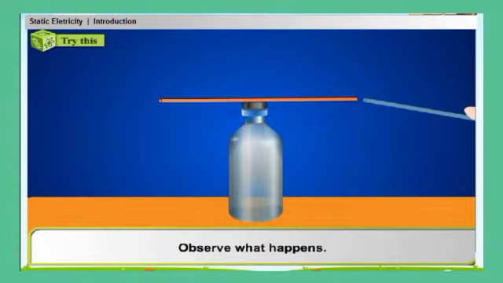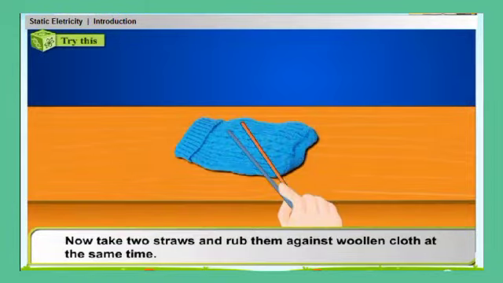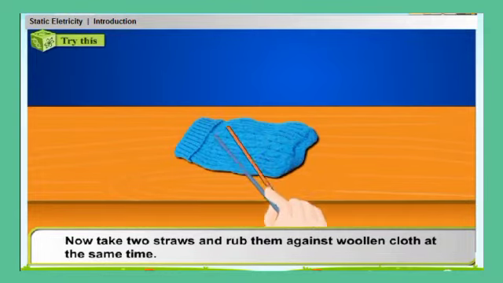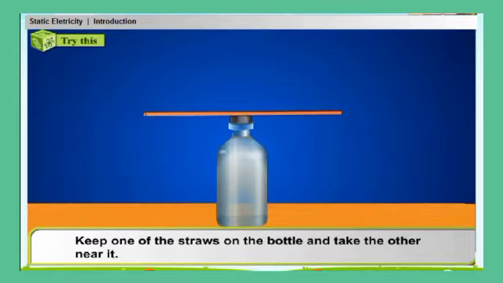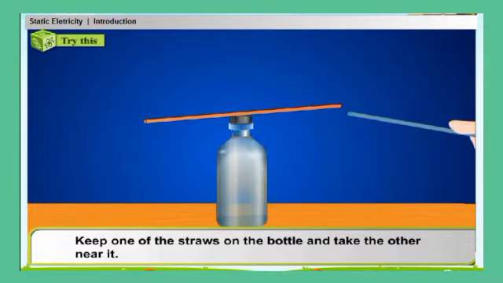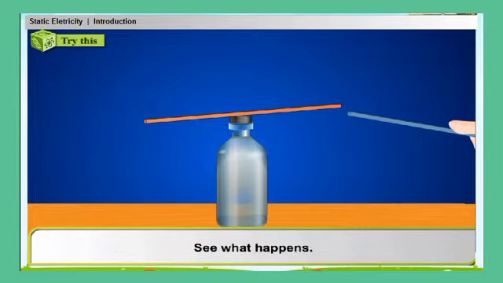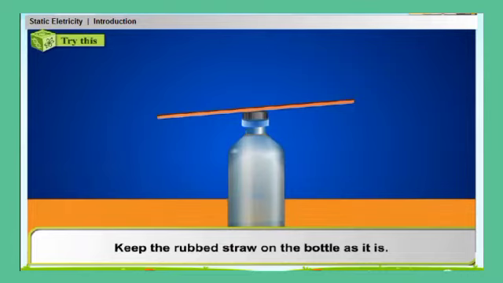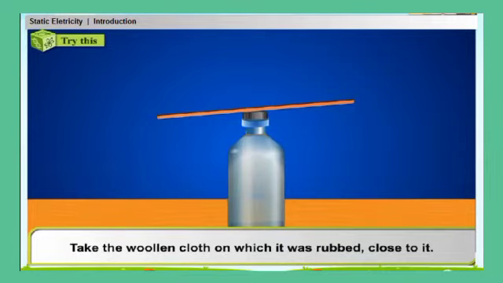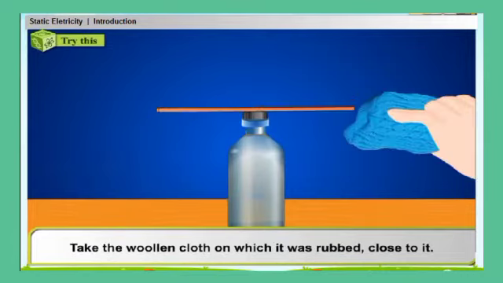Observe what happens. Now, take two straws and rub them against woolen cloth at the same time. Keep one of the straws on the bottle and take the other near it. See what happens. Keep the rubbed straw on the bottle as it is. Take the woolen cloth on which it was rubbed close to it. Record your observations in each of the above procedures in the chart.